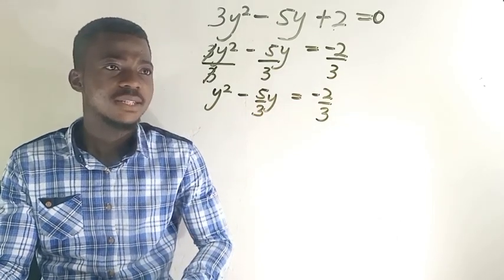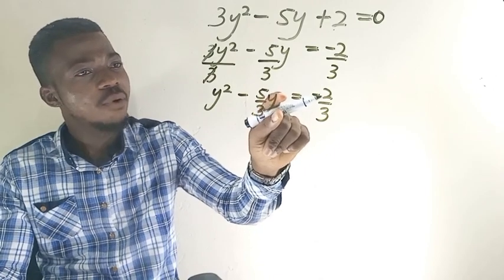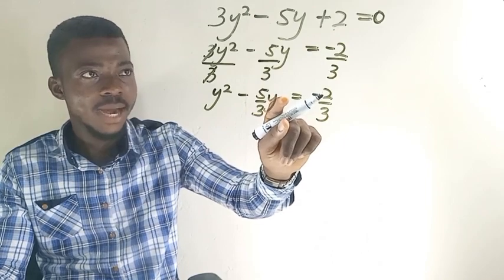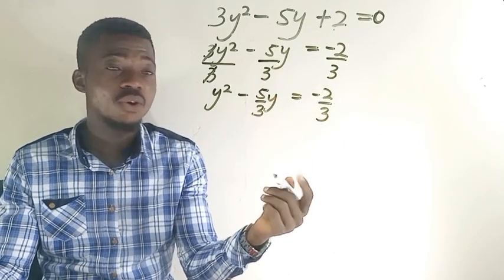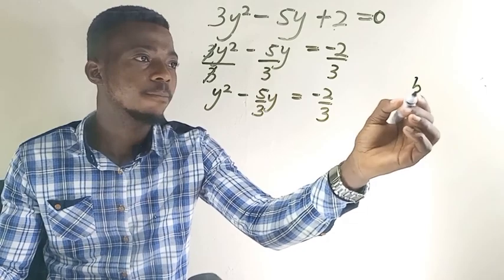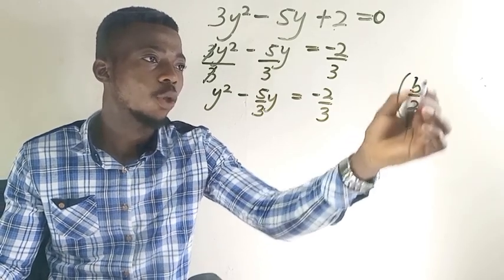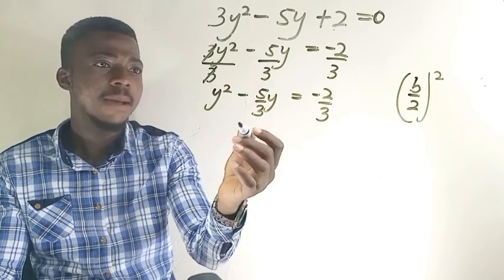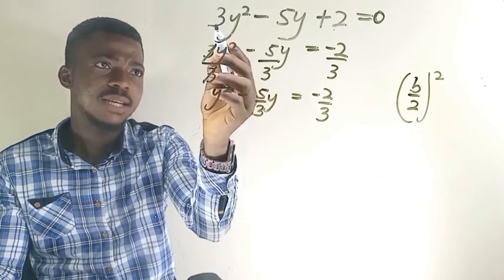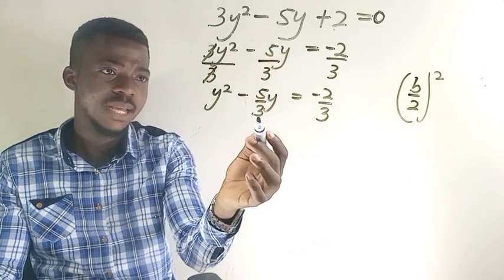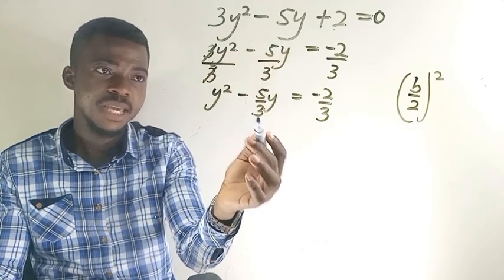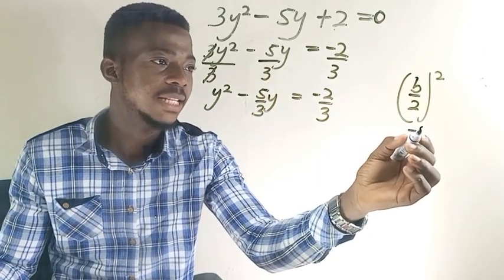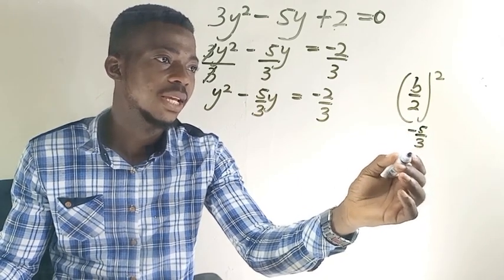Great. Now we have to find a replacement for the third term. How do you do it? You're going to use a rule, and the rule is b over 2 all squared. That's the rule you're going to use. In this equation, b is always the second one. This is a, b, c. So this is a, and this is b. b is minus 5 over 3.